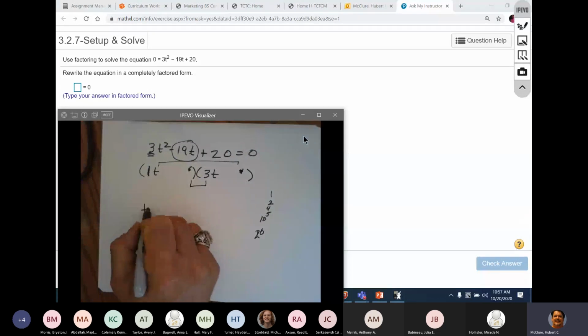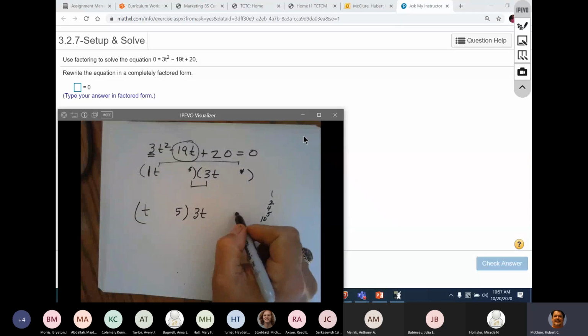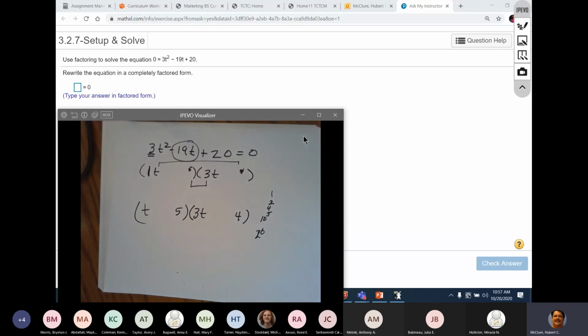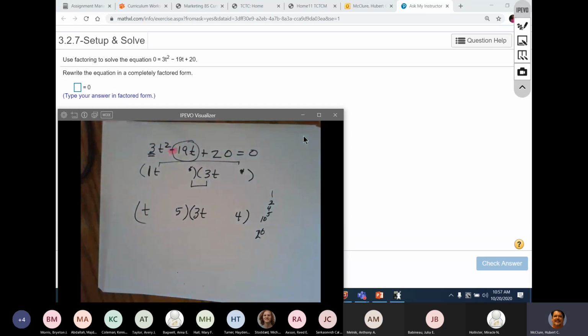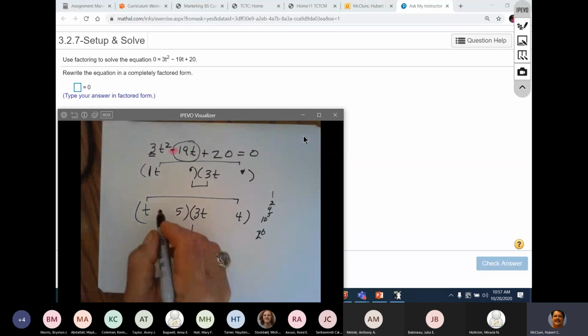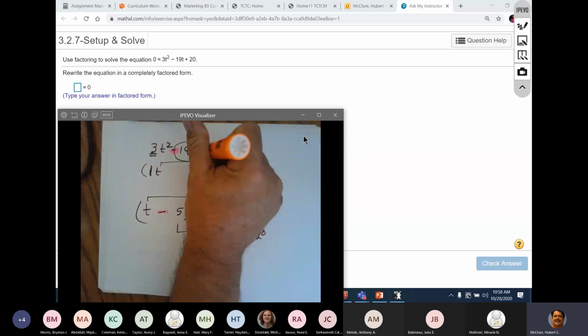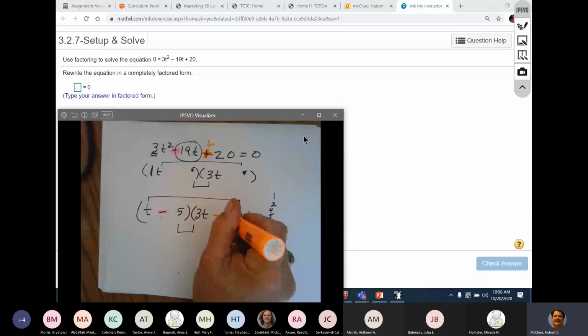So T and 5, 3T and 4. And this one, take my pink marker, this one has to be negative. So that means between the outside and the inside, the biggest number has to be negative. So 15 is negative. And I'm going to put a negative because that's what that means. And this number is positive, so if this one's negative, then this one's negative.